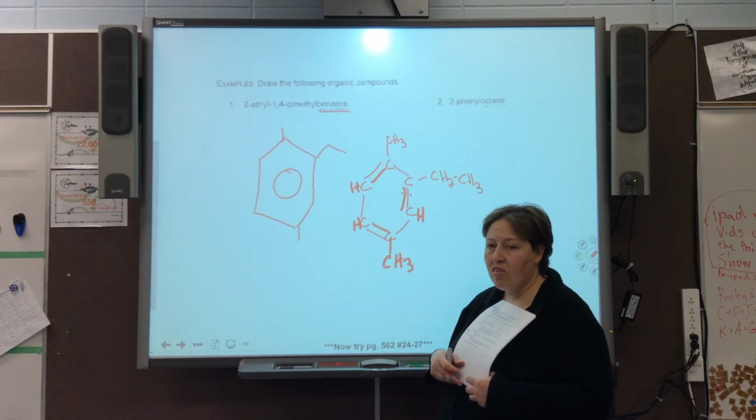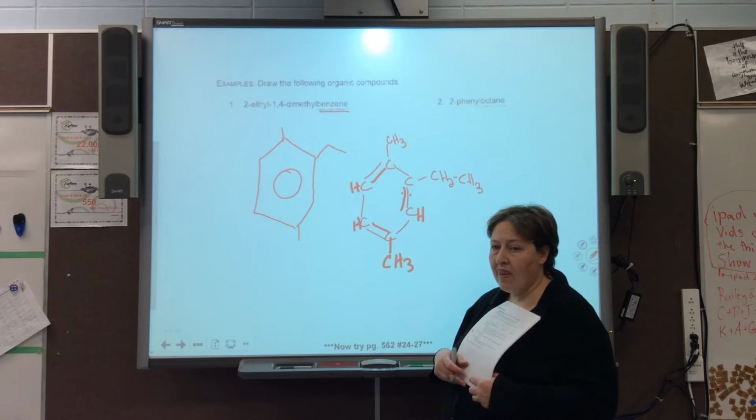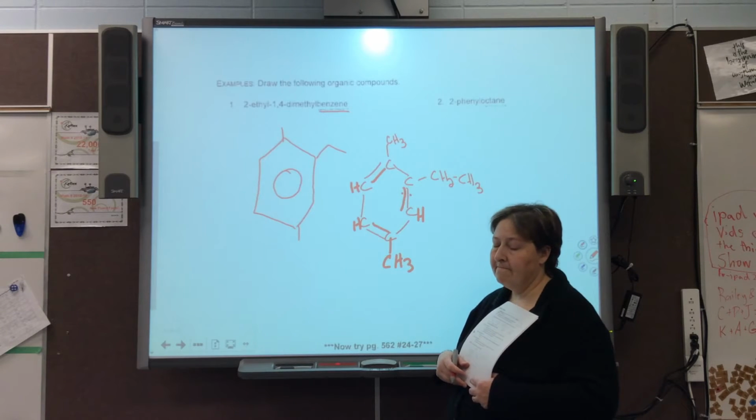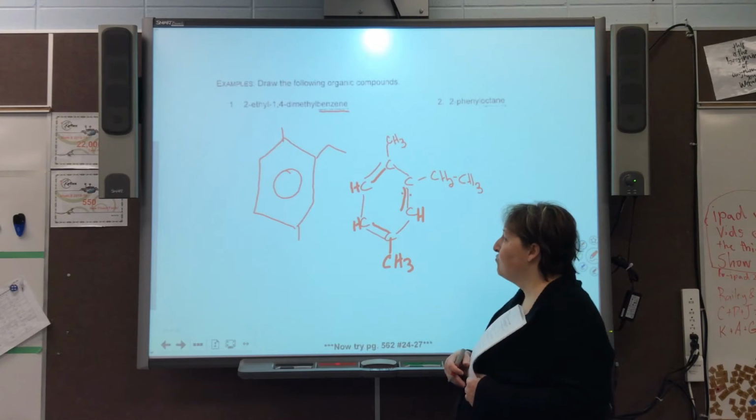So if I was doing it, I would start by putting the double bond where the methyl is, because that says 1, since it's every other position that has a double bond. Is that the correct way to do it? Okay.